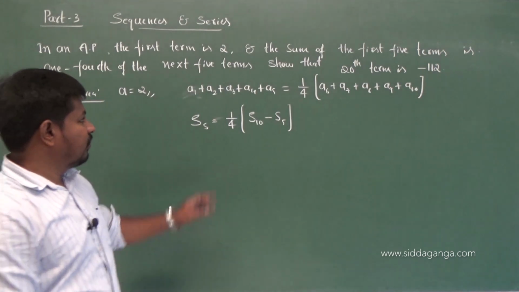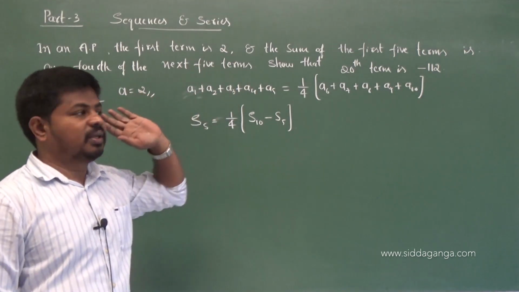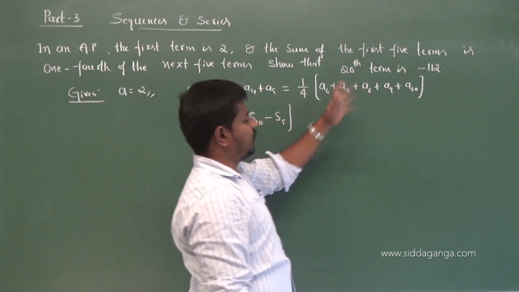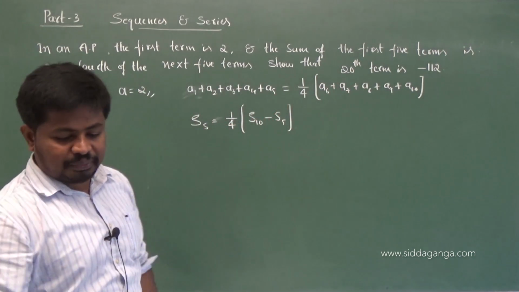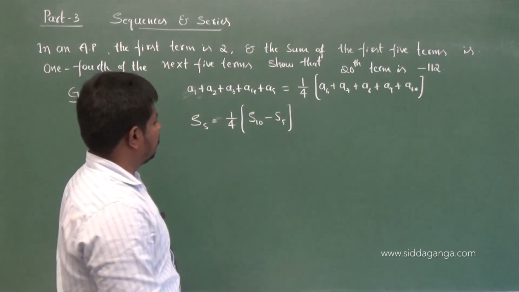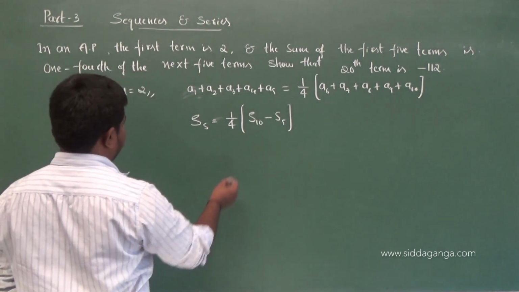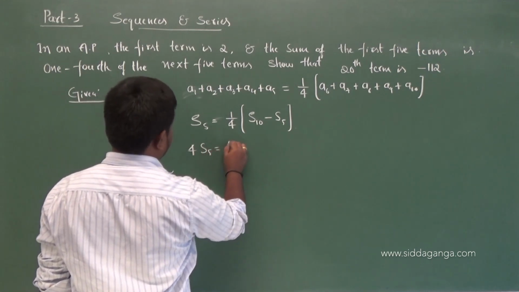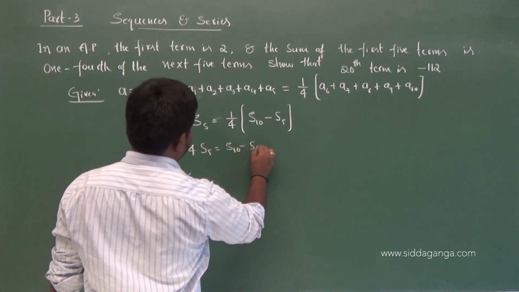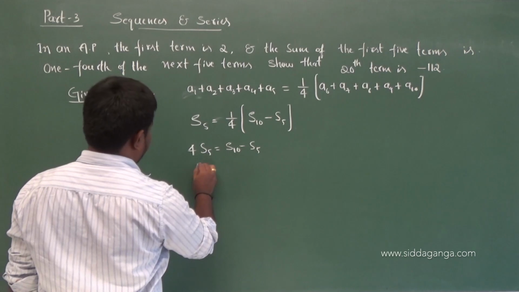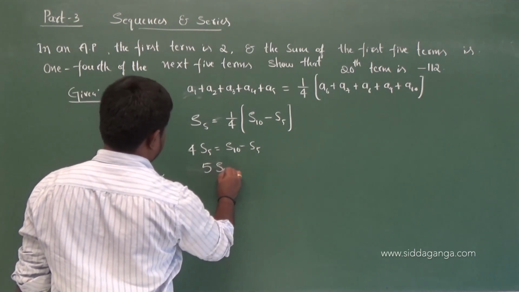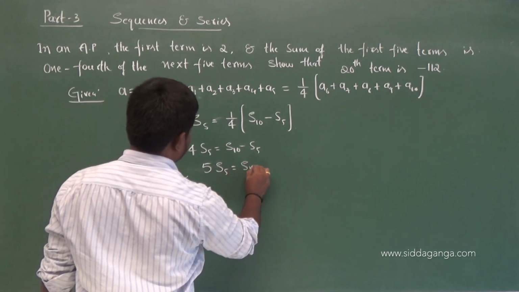S10 in the sense from A1 to A10, right? From A1 to A10, if you subtract A1 to A5, you get this A6 to A10. Hope you got this. Okay. Now, again, let me simplify this. You get 4 times S5 is equal to S10 minus S5, or you get 5 times S5 is equal to S10.